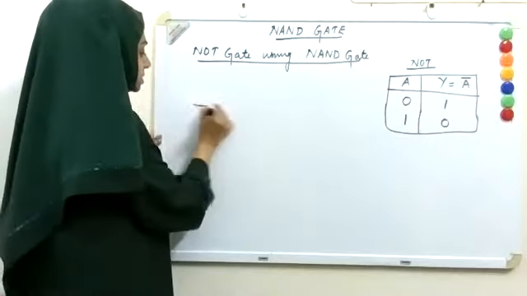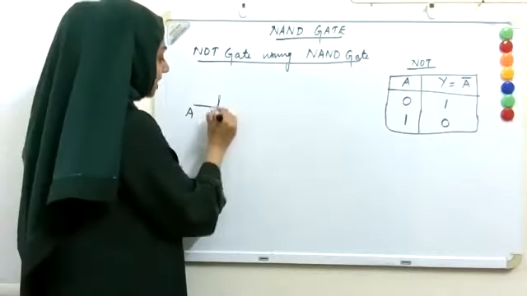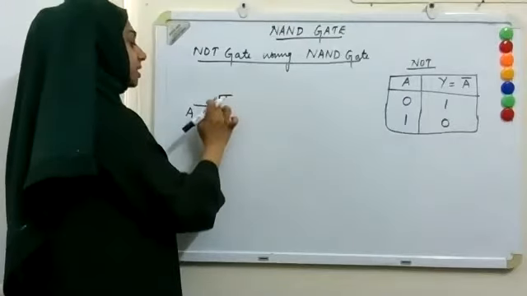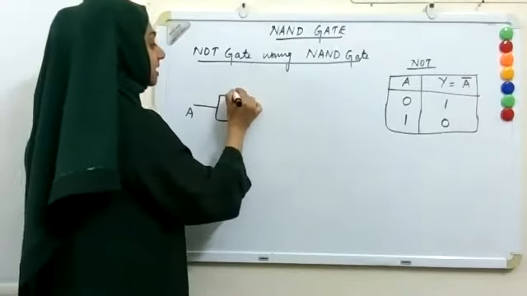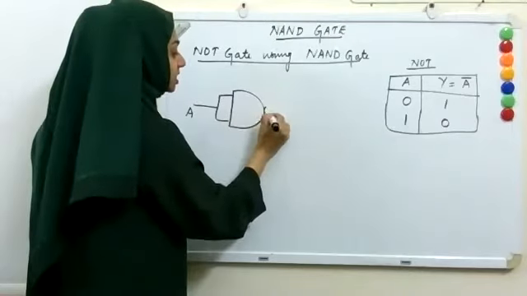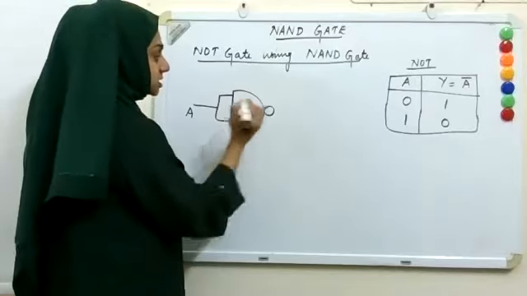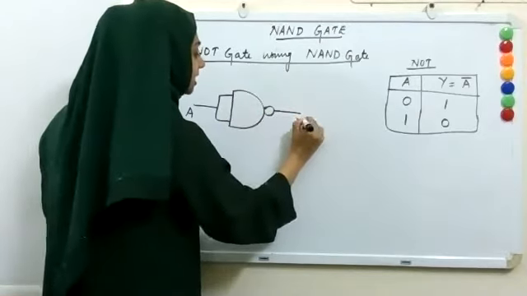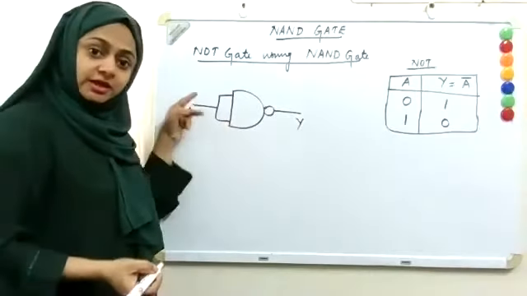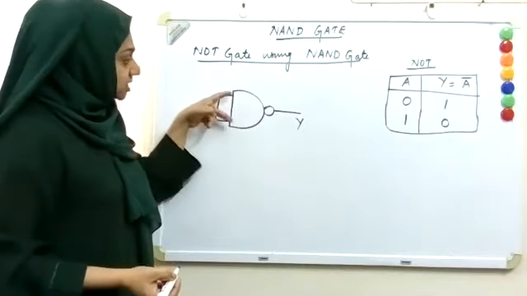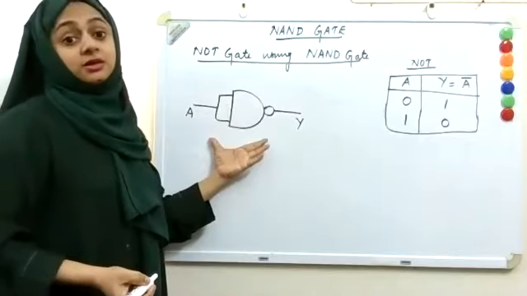So we use one single input. Let it be A. Now we split this into two, which means we are giving the same input to a NAND gate. NAND gate is AND gate with the NOT represented by a circle. So this is a NAND gate and we will get the output. So if you use this gate and one single input, it's given as two inputs to the NAND gate. This will act as a NOT gate.